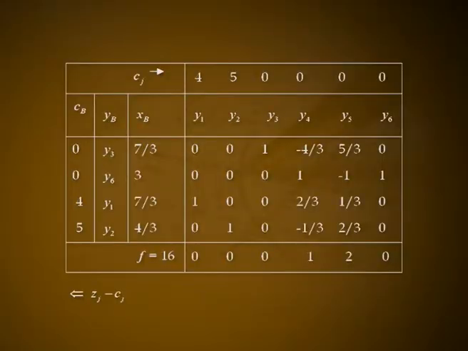Z6 minus C6 is negative. The current solution is not optimal. X6 enters as basic variable and x4 goes out. Fourth iteration table. Since all Zj minus Cj values are non-negative, the current solution is optimal.